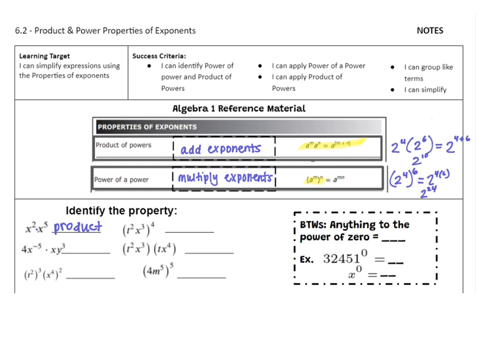This next one below it says 4x to the negative 5th power times x times y to the third power. Right there I see a multiplication symbol, so that is also going to be a product rule.